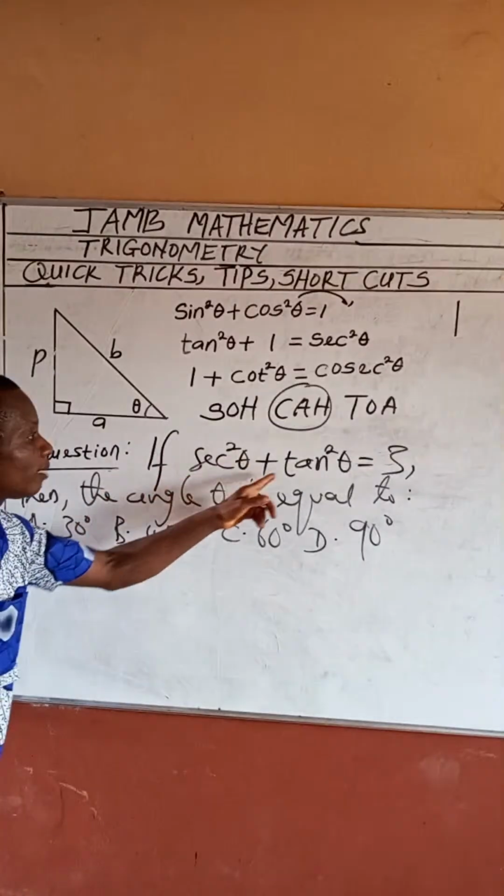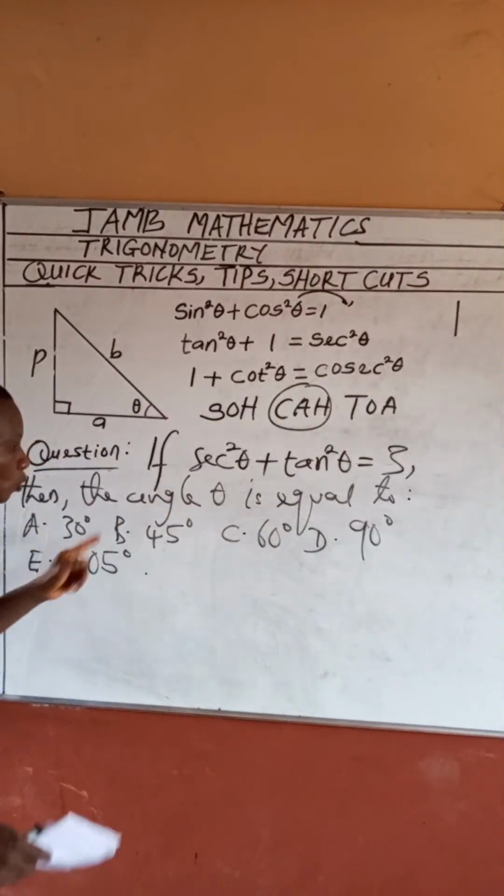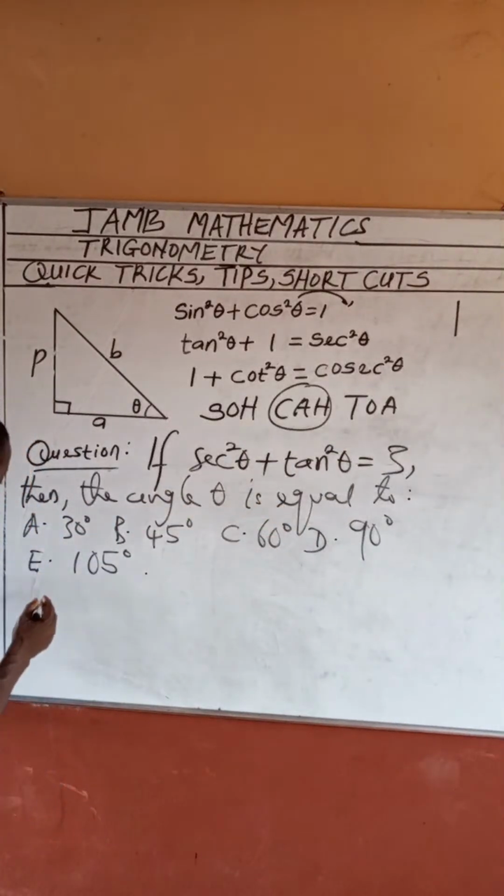So if sec square theta plus tan square theta is equal to 3, then the angle theta is equal to what? I'm going to solve it now, right now. Let's see the solution to this. Okay, this is sec square theta.